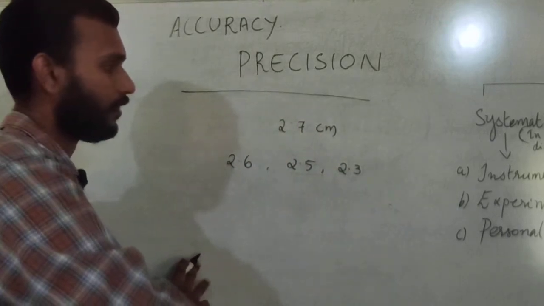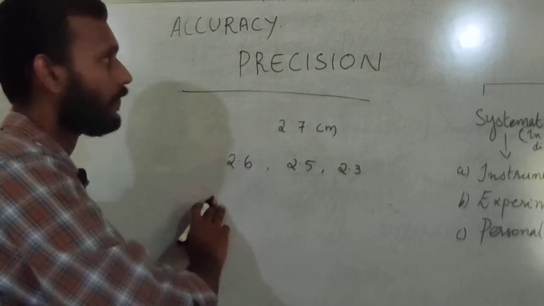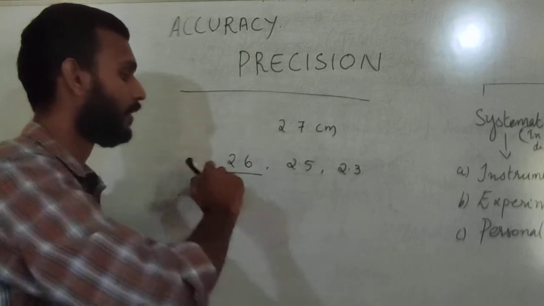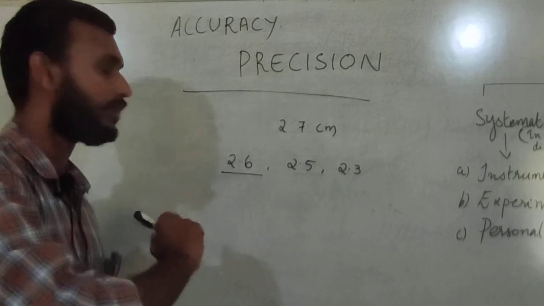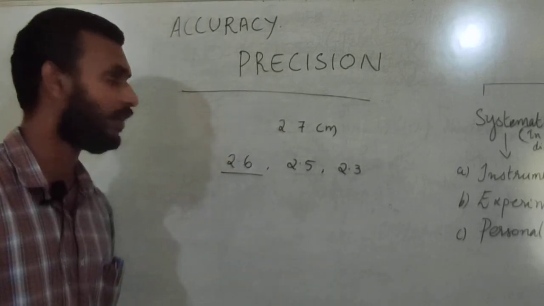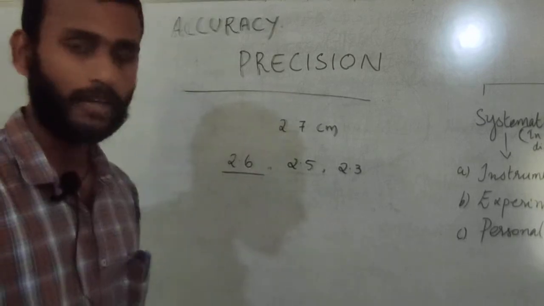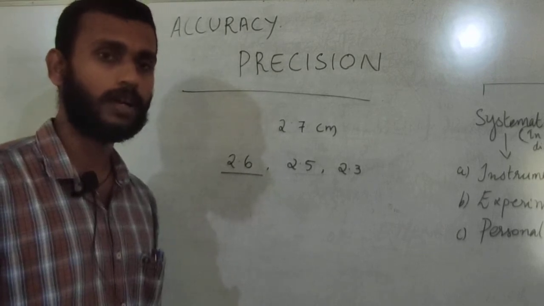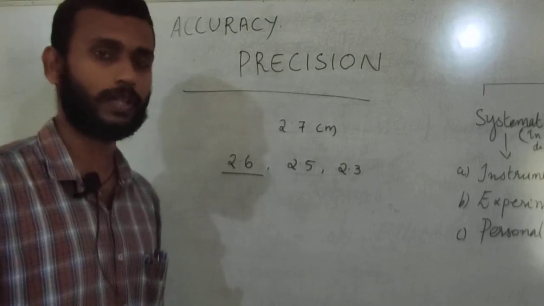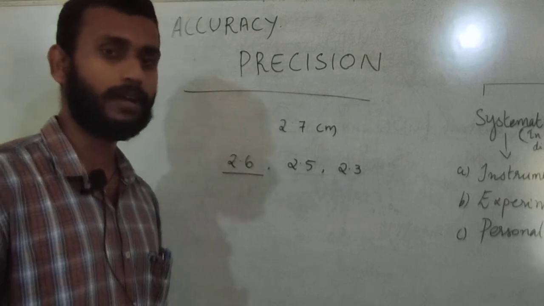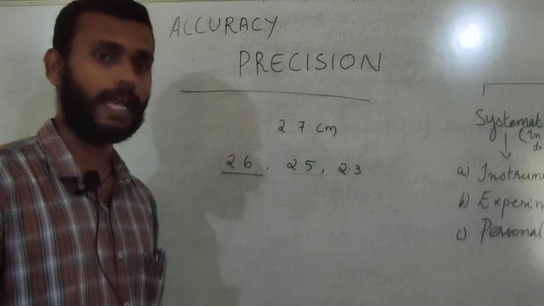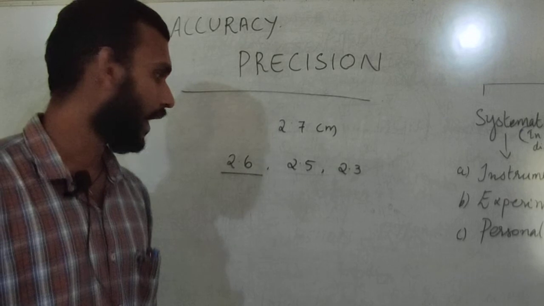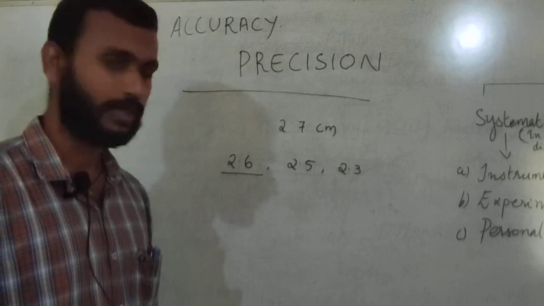So the values they have measured are for a particular length whose true value is 2.7 centimeters. From these readings, if you are going for the term accuracy, the accurate reading will be 2.6. How did it come? That we are going to see now. From the various values that we have measured, whichever value is closer to the true value will be the accurate value, and that is known as the accuracy in the measurement. Okay, so 2.6 is the accurate value for this measurement.